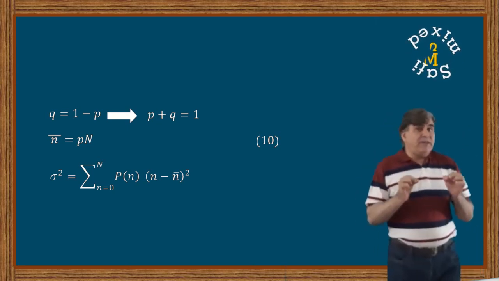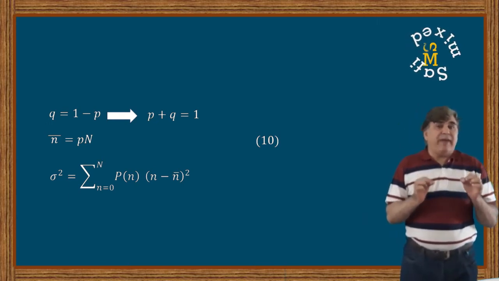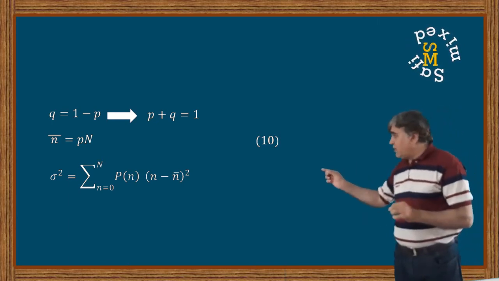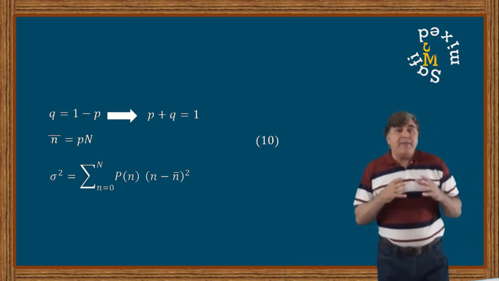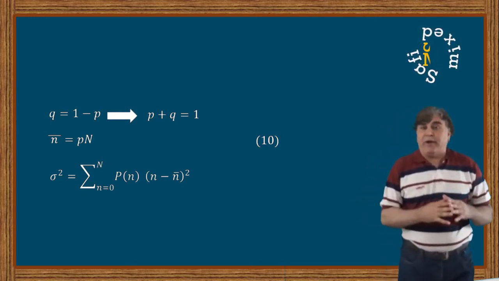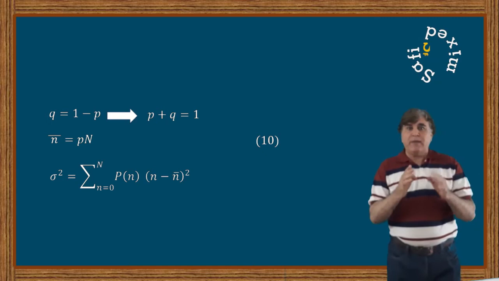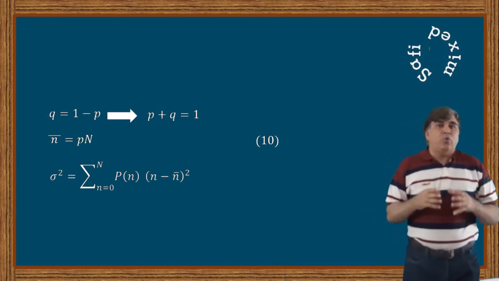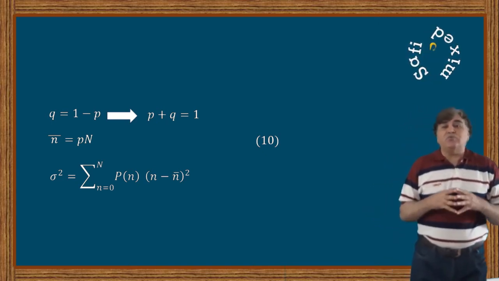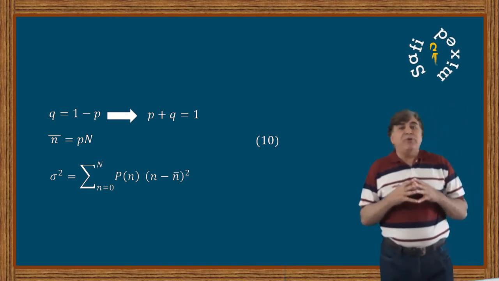Now note carefully that the average of n, that is n bar in this equation, is a number and the summation does not apply to it. This is important to note. With this fact in mind, we can put this relation into another form by opening the square.